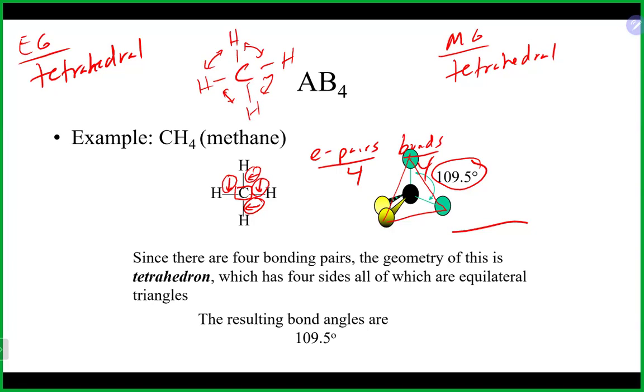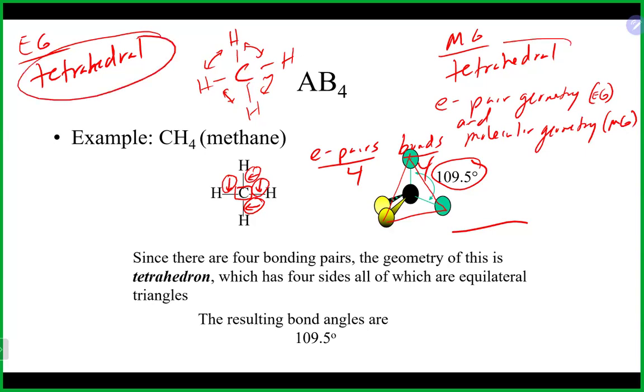EG is the electron pair geometry name. MG is the molecular geometry name, or the shape of it. Now, up until this point, both the electron pair geometry name, which I've been abbreviating as EG, and the molecular geometry name, which I've been using as MG, are they different names or the same names? They've been the same names.